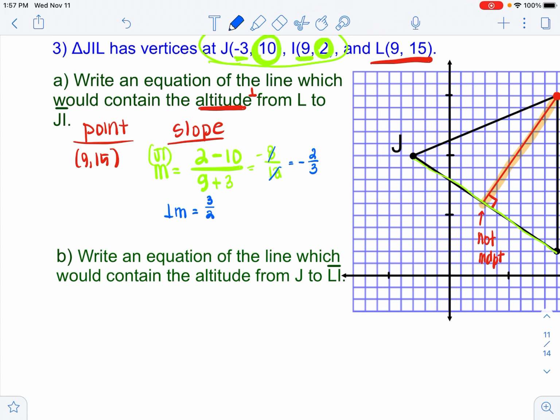So now I can write my equation of my line. I'm going to do y minus, remember this is x1, this is y1, 15 equals m, which is 3 over 2, times x minus x1, which is 9. And there's my line.